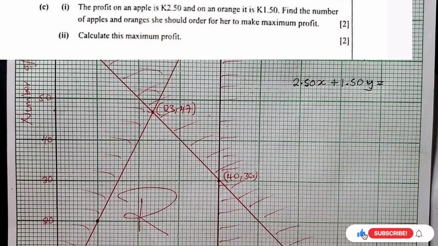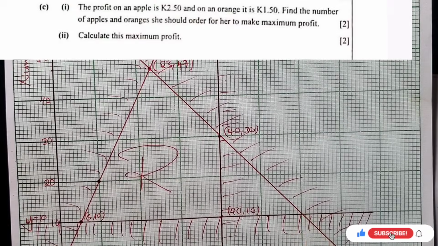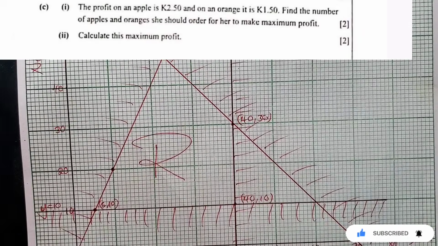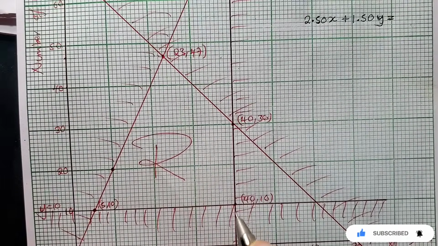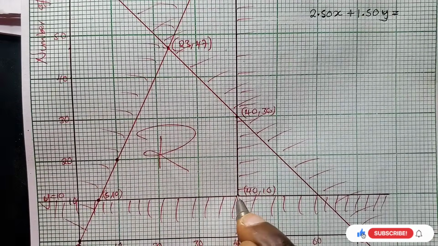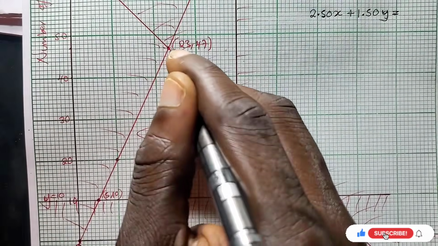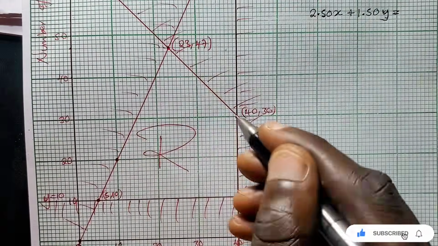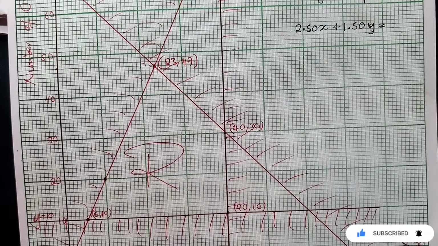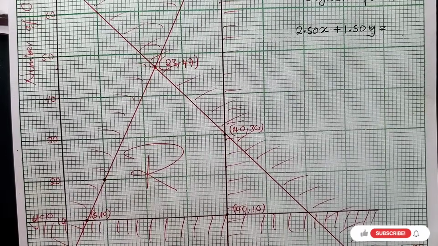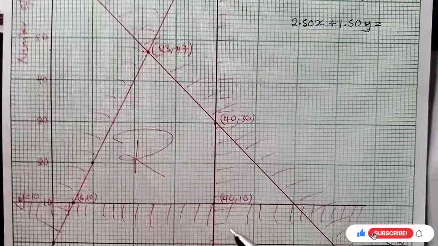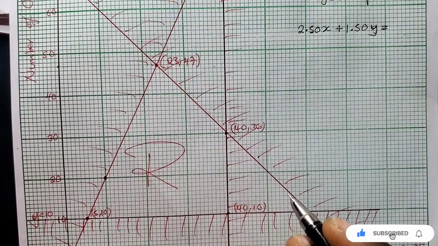Now, these are the coordinates we are having, these are the vertices that are on the wanted region. So we have this one, and this. So these are the coordinates, we have 1, 2, 3, 4. Now, which coordinates can we use so that it can give us the maximum profit? Let's try these two.